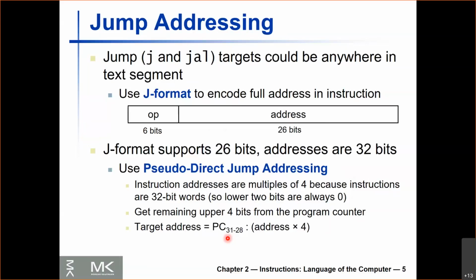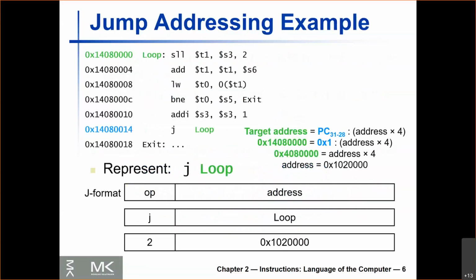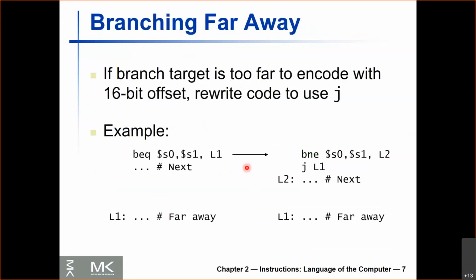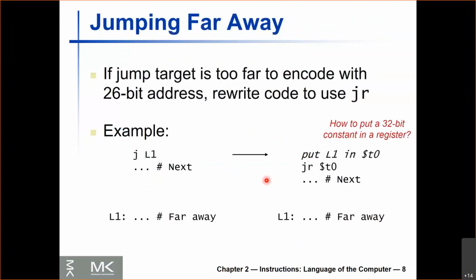Nevertheless, we saw how we can branch and jump to farther places than what can be represented. We also did an example of how we use this technique to represent a label in a jump instruction. Then we saw how we can branch far away by converting a branch to a label into a jump to that label and a branch over the jump instruction. And we saw how we can convert a jump to a far label into a jump register instruction, where we just put the label we want to jump to in the register.